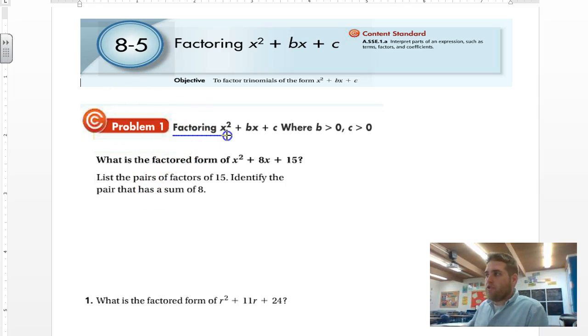Problem number one, factoring. This is the stuff I've been talking about. This is the stuff that you have to know. When you get to Algebra 2 and Algebra 3 and college algebra and all that stuff, they expect you to walk in, so making sure that we're really good at factoring. Okay, so problem one, what is the factored form of x squared plus 8x plus 15?